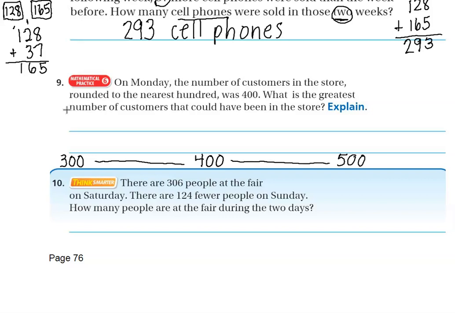And I know many numbers can be rounded to the nearest 100. So I could round 399 to 400. I could keep going, 398. And I could keep counting back all the way to 350, right? Because 350 on to 400 would round up to 400. But the problem is asking me what's the greatest number of customers. So I am going to keep going on to 500 to see what number I would round to 400 without needing to go up to 500.